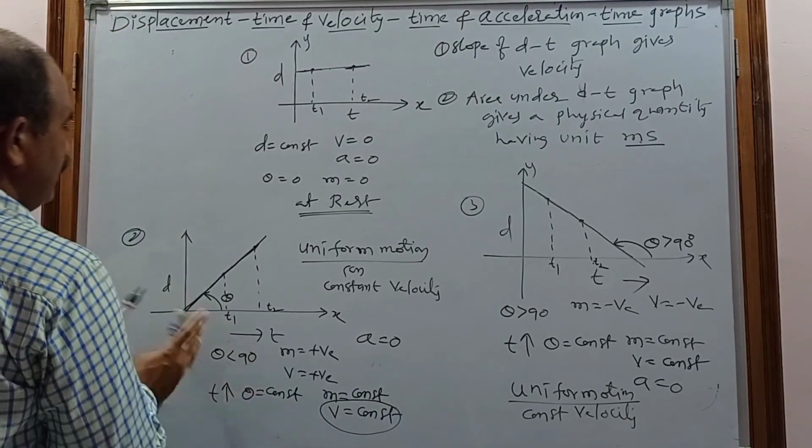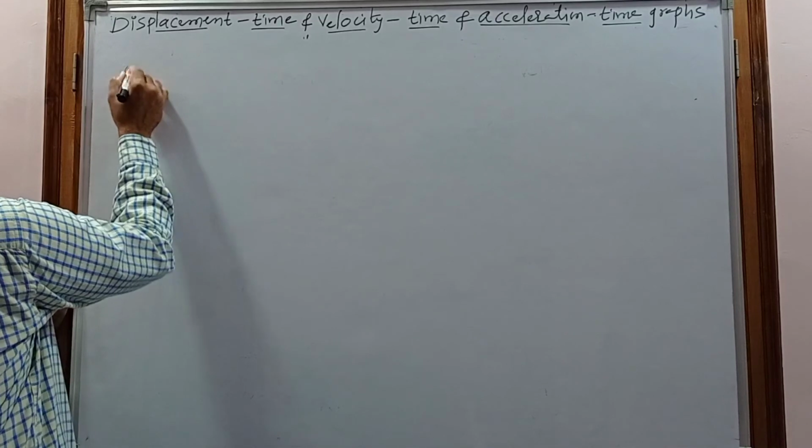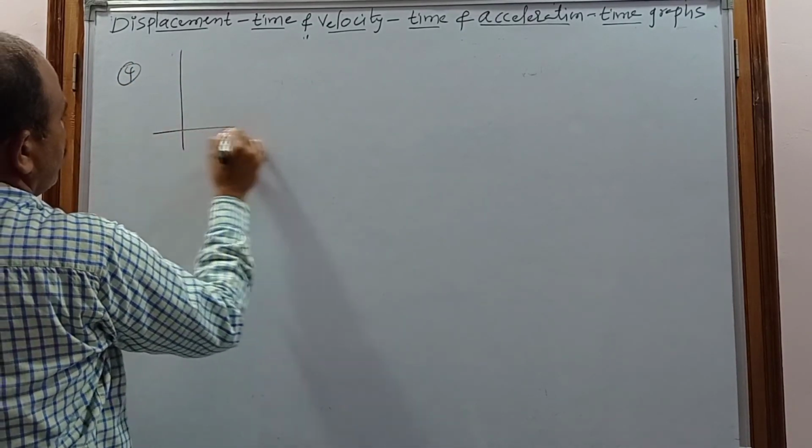Now coming to another different type of graph. Now coming to the fourth graph. If the displacement versus time graph is like this.